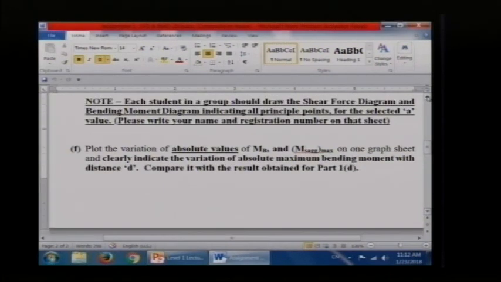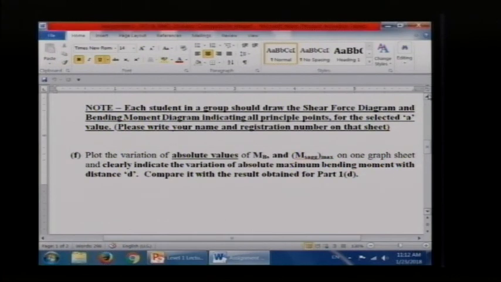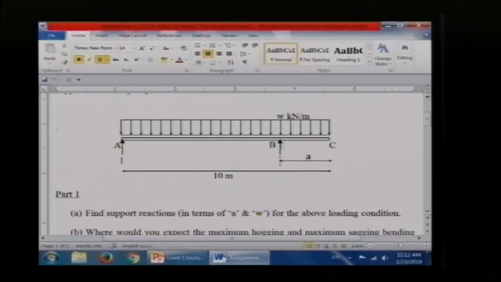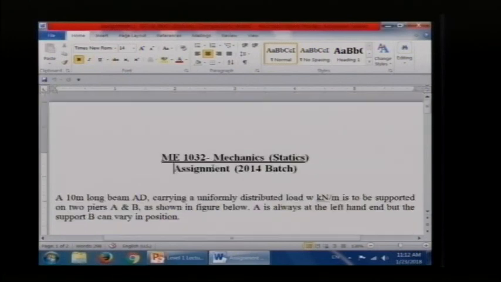So each person gets one value of A. You have to draw a shear force diagram and bending moment diagram for that value of A. Then from this graph, plot the variation of absolute values of MB and MSAG. MB is a fixed point. Of course, B will change, but for a given value of A, we know where B is. Where the maximum sagging moment is, of course, we do not know. You have to find that.